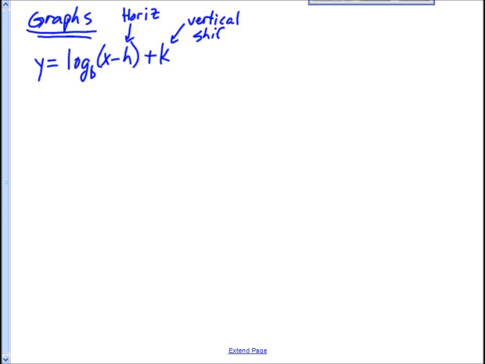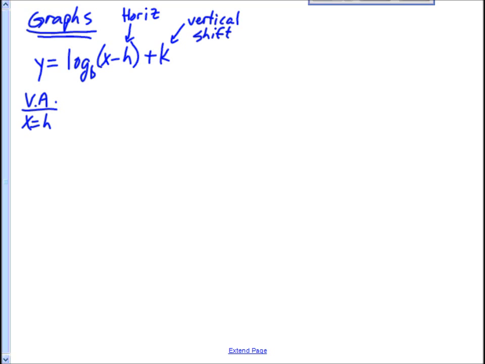Okay, so some graphs. Here's your general form: log base b of (x minus h) plus k. Your h is going to move you horizontally. That's your horizontal shift. Your k is going to be your vertical shift. And you're also going to have a vertical asymptote. Since you're moving it right or left with that h, you're going to have a vertical asymptote at x equals h.